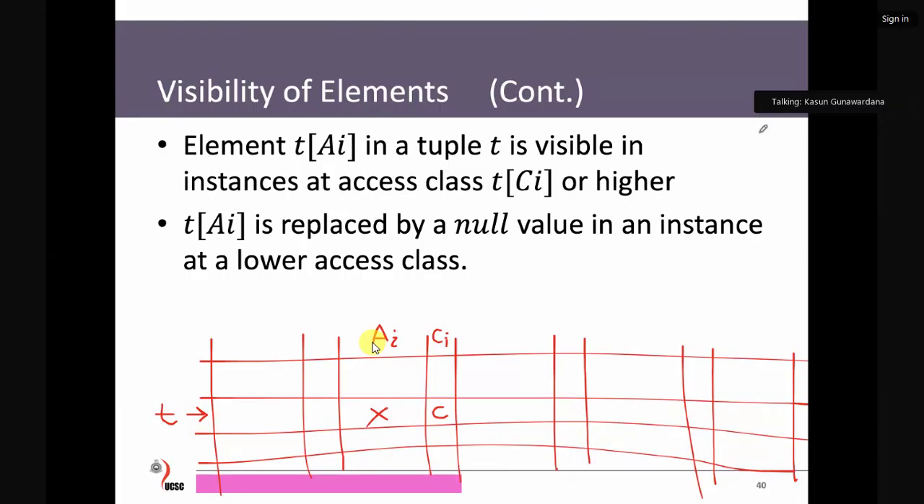So you know that our hierarchy of levels is top secret, confidential, unclassified, right? For each level, there will be an instance of this relation. So if this relation is R, there will be R top secret.